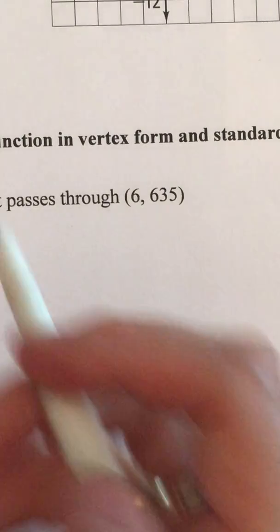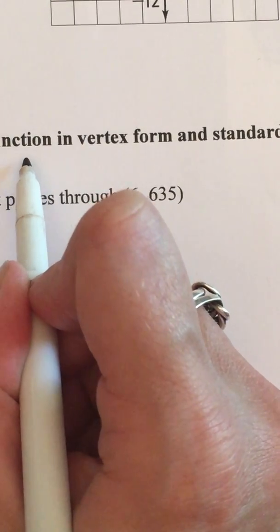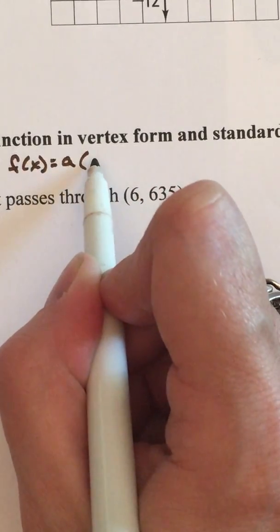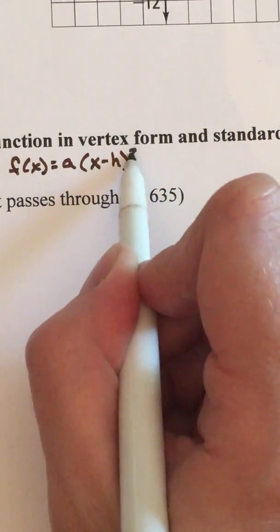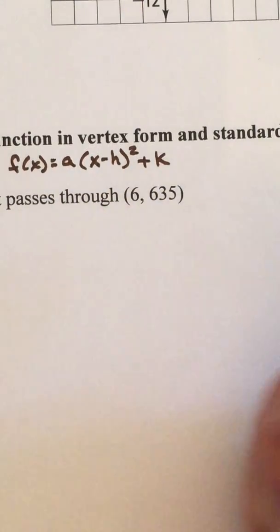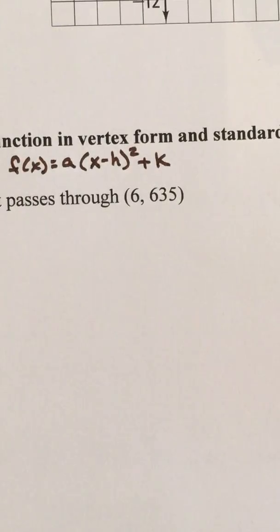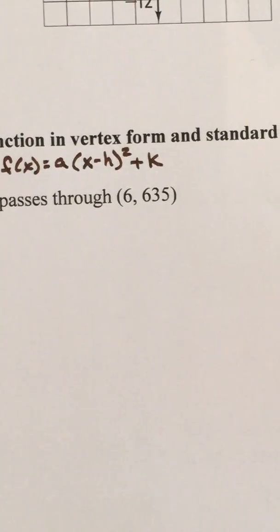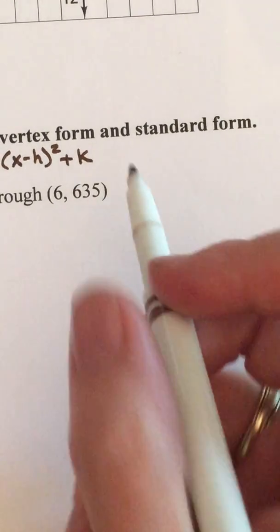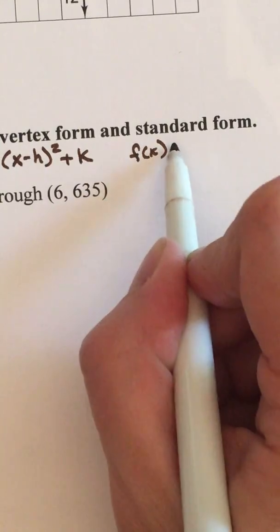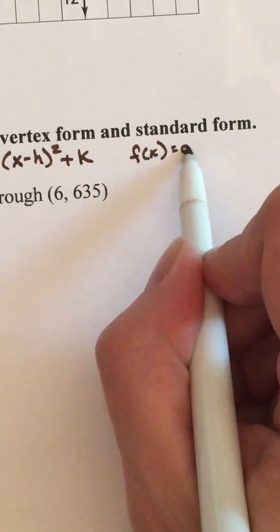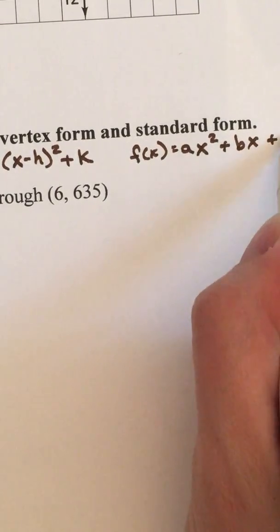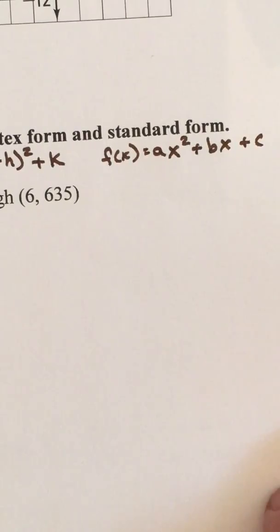Let's write on our paper. For the vertex form, f of x is equal to a times x minus h squared plus k. For the standard form, f of x is equal to ax squared plus bx plus c. There it is.